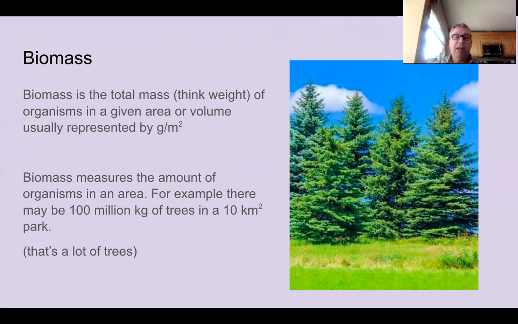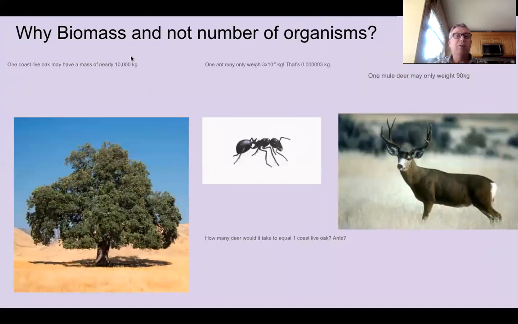So we might have 100 million kilograms of trees in this park, but there's no way that we have that much mass of the primary consumers, right? The insects and the birds and things like that. There's no way there's going to be that much mass in the primary consumers. So how does that work?